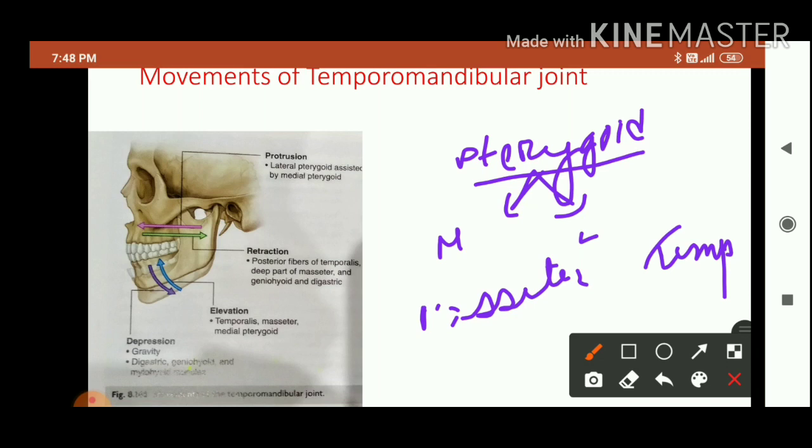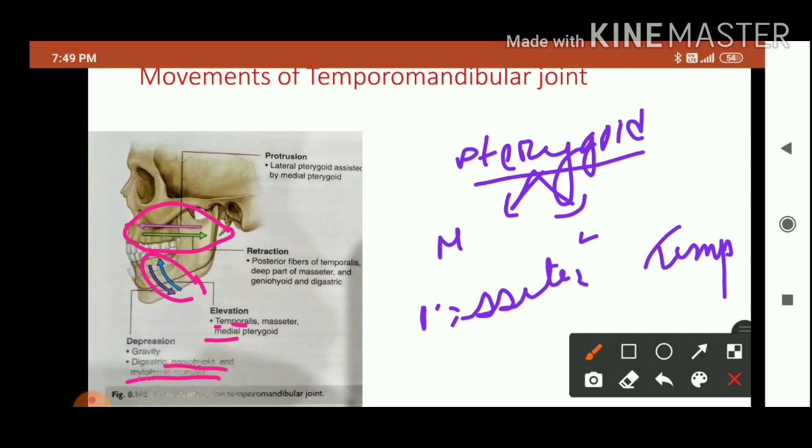Now the mandible, the temporomandibular joint performs two specific types of movement. First, elevation and depression. The second one is protrusion and retraction. Here this is the protrusion and retraction, and the second one is elevation and depression. Now the muscles that cause elevation are mainly temporalis, masseter and medial pterygoid. The muscles responsible for depression include mainly the digastric muscle, the geniohyoid and the myohyoid muscle.